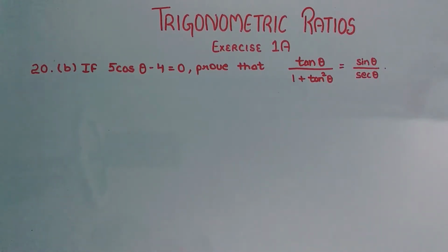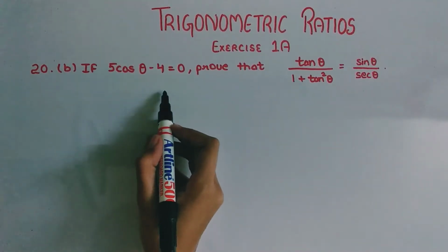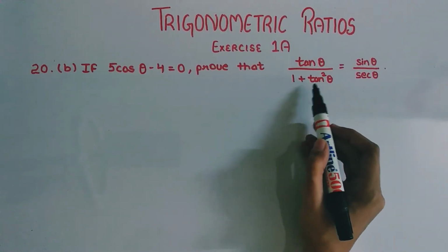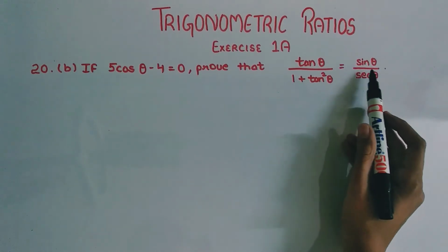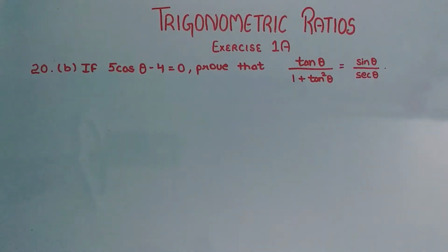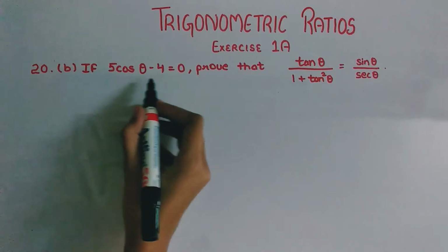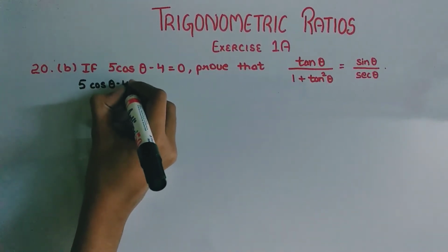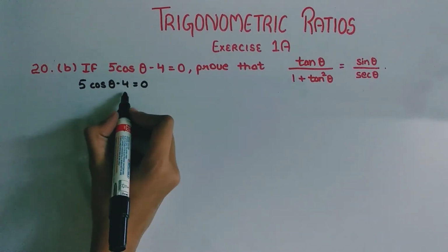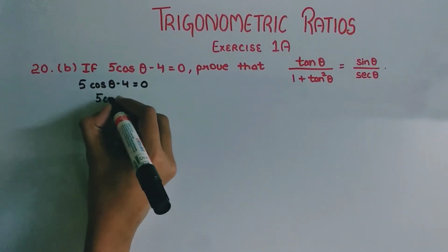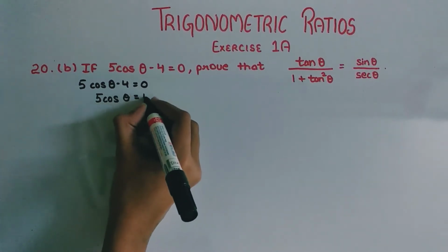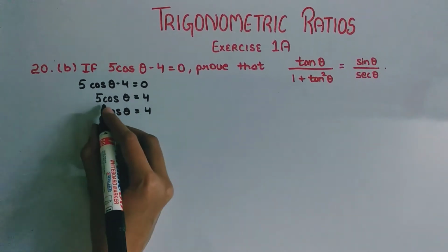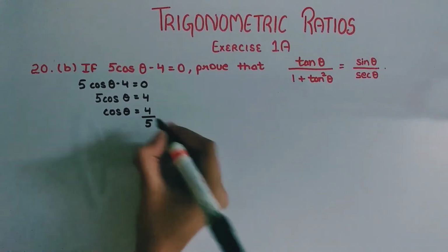We have 20th question. If 5 cos theta minus 4 is 0, we need to prove that tan theta divided by 1 plus tan square theta is equal to sin theta divided by secant theta. First of all, we have this equation that is 5 cos theta minus 4 is equal to 0. This 4 is minus, on the other side this will become positive 4. Hence cos theta will be 4, 5 is multiplied, on the second side this will get divided.